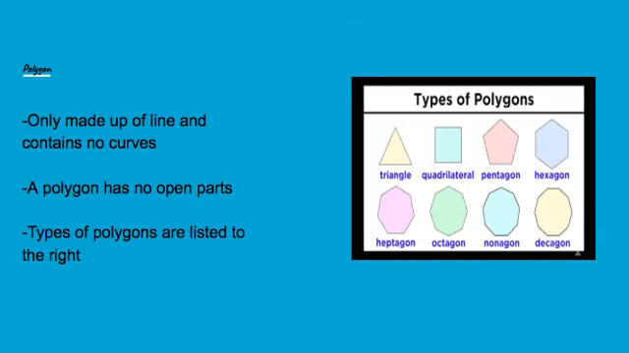Next, we have the polygon. Another geometric shape you need to know about is the polygon. A polygon is only made up of lines and has no curves whatsoever. It will not have any open parts to it. It looks along the lines of a square, triangle, or a rectangle.